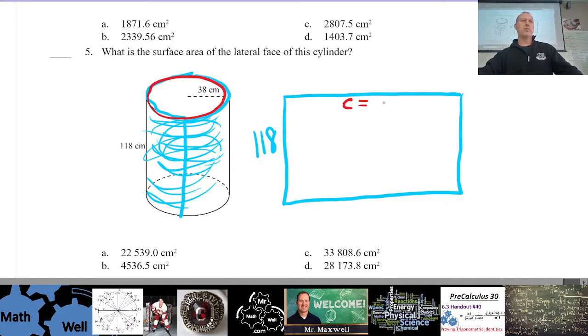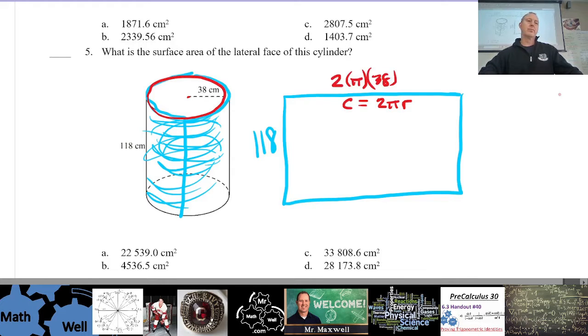So what's the formula for circumference? Anybody remember that? Okay, there's 2 ways you could say it. 2 pi r, 2 times pi times the radius, or the other one is pi times d, right? Diameter is 2 times r. So we're given the radius, so let's use the first one. So this is 2 times pi times 38.